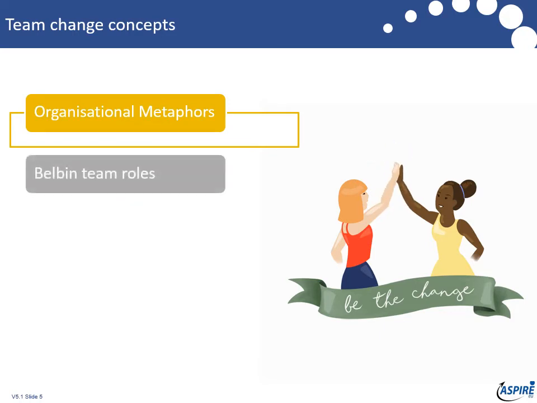So that's one idea. Another idea is Belbin's team roles. And in that one, he identifies 8 different types of activities and behaviors that you find within teams. And where you find teams are dysfunctional, it may be that you've got too many people of the same type working together, or you may be missing a particular type.